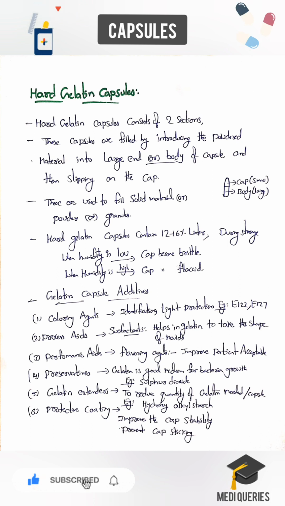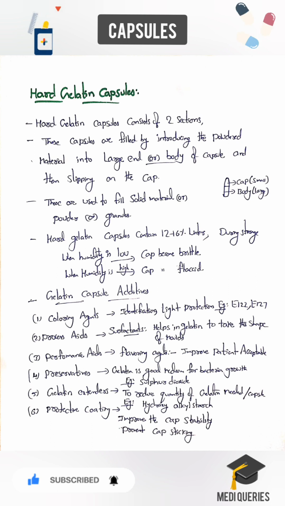Hard gelatin capsules mainly consist of two sections, a cap and a body. The cap is the smaller portion and the body is the larger portion. These capsules are filled by introducing the powder material into the larger end, or body, of the capsule and then slipping on the cap. These are mainly used to fill solid material, powder or granules.